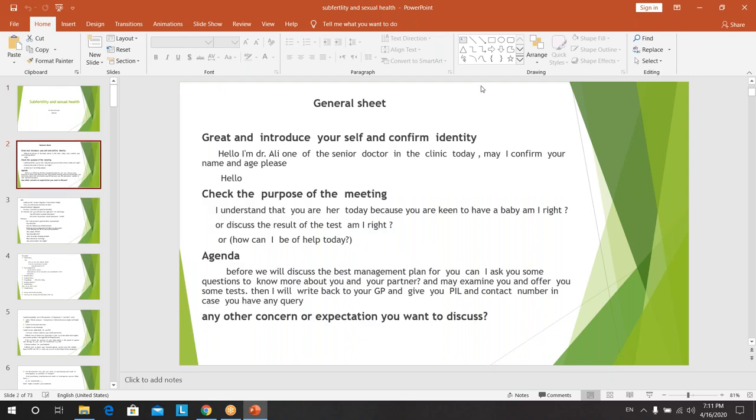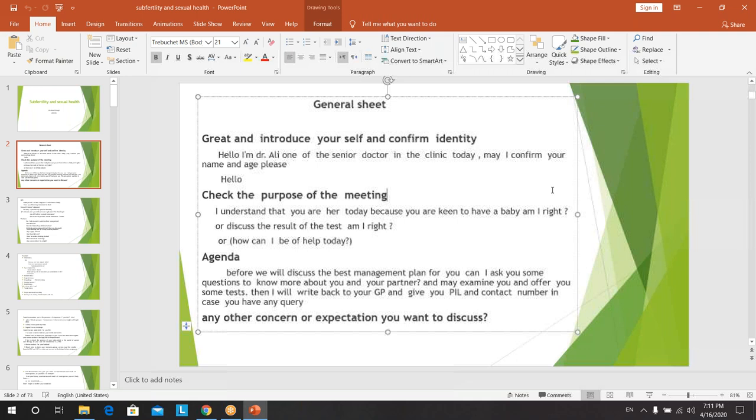Okay, Dr. Soha, before we start the first session, I wanted to give you an example of the template that you may use during your studying of subfertility and sexual health. Also, you can make your own template, but it is necessary to focus on one template and repeat it again and again, because repetition will fix the information in your mind. So what would be the template for subfertility and sexual health?